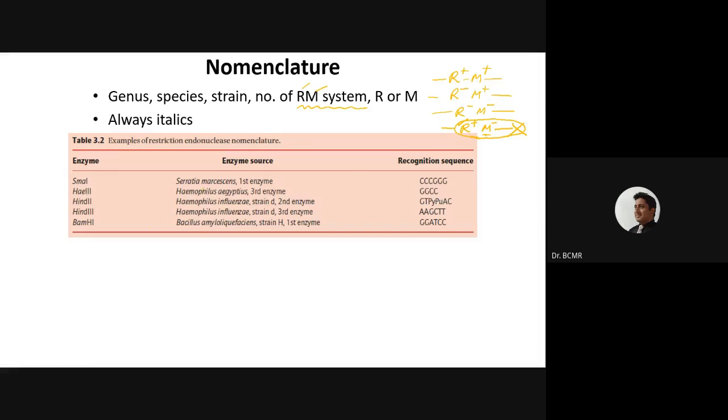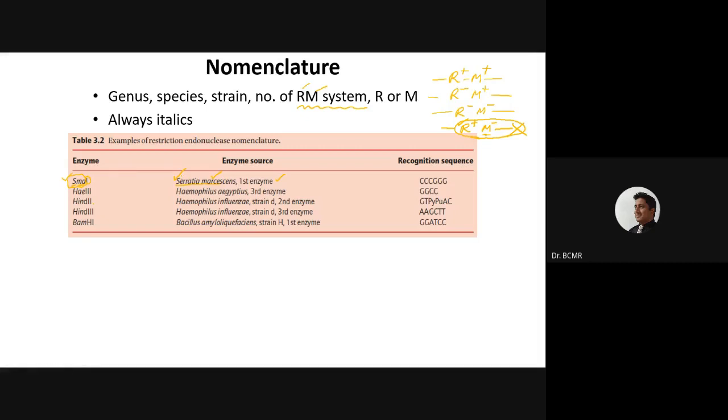Okay, so we also learned about the nomenclature, which we will again have a look at. The first alphabet is capital, and that indicates the genus. The second two alphabets are indicative of the species, and this one indicates the first enzyme or fifth enzyme. Here it is the first enzyme. So the organism names should always be in italics. Either you write in your text or in restriction endonucleases as a nomenclature, you should always use italics.